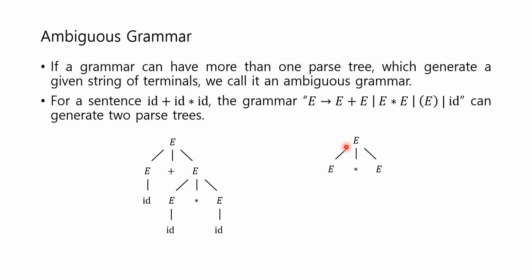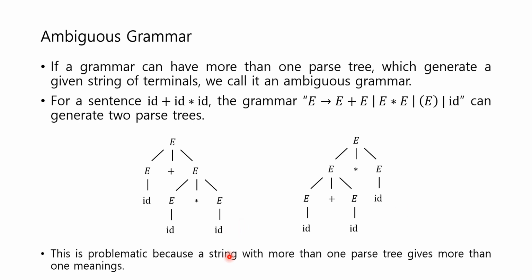by expanding the start symbol E to E times E following the second rule, and this non-terminal E generates E plus E following the first rule, and each non-terminal E produces id, id, and id. So this parse tree also generates id plus id times id. This is problematic because a string with more than one parse tree gives more than one meaning.